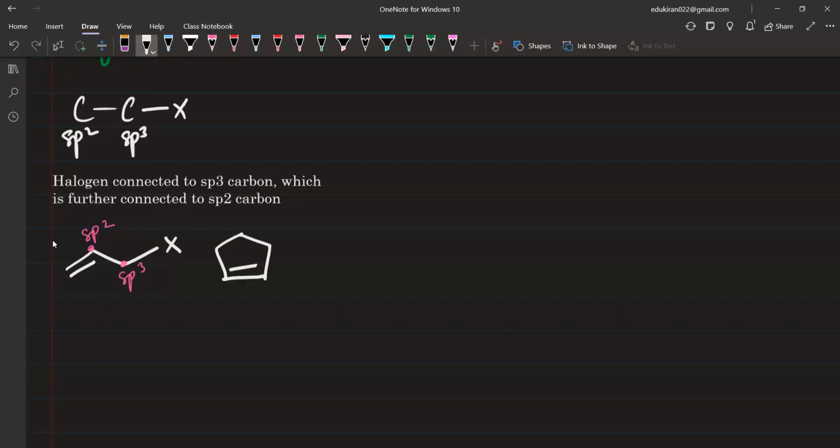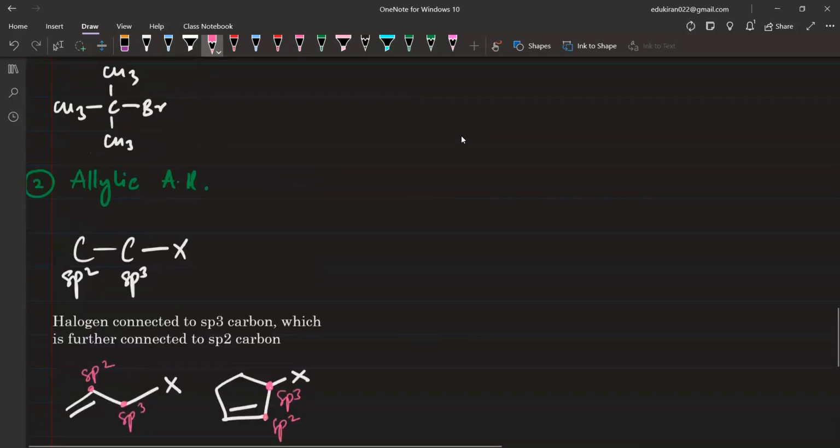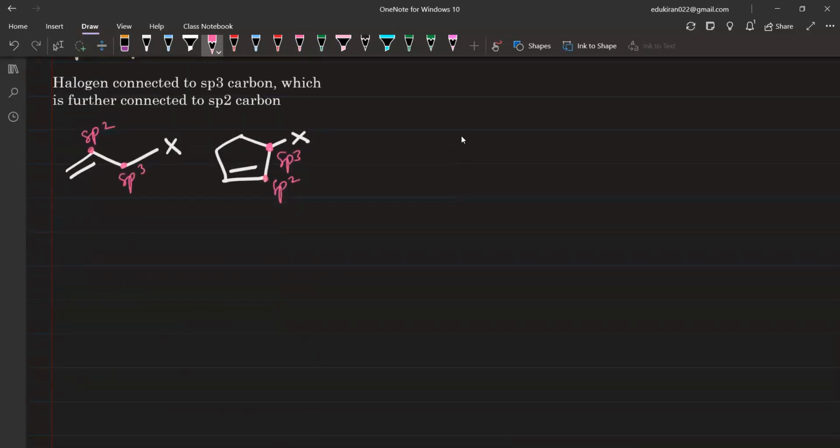You have double bond here, और यहाँ पे आपके पास X atom. So halogen is connected to carbon. This carbon is sp3. क्योंकि कोई डबल बॉन्ड ट्रिपल बॉन्ड नहीं है, सारे के सारे सिंगल बॉन्ड्स है. This sp3 is further connected to sp2. Got it, guys? Yes or no? Please tell me. Yes, sir.